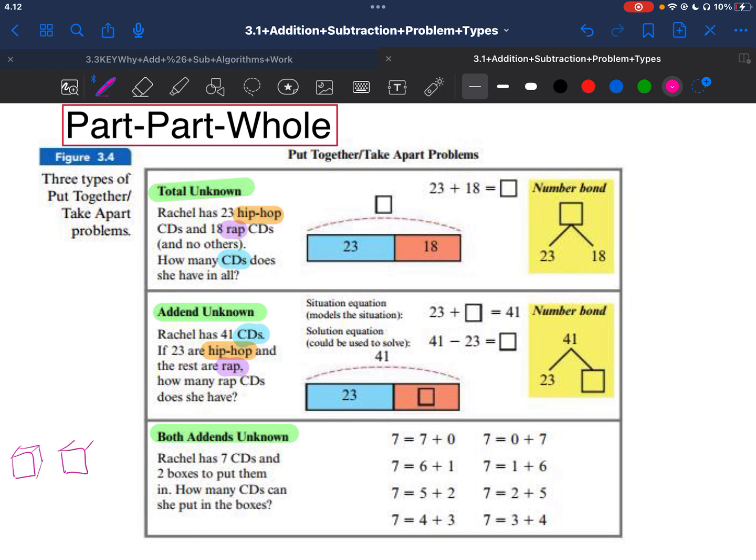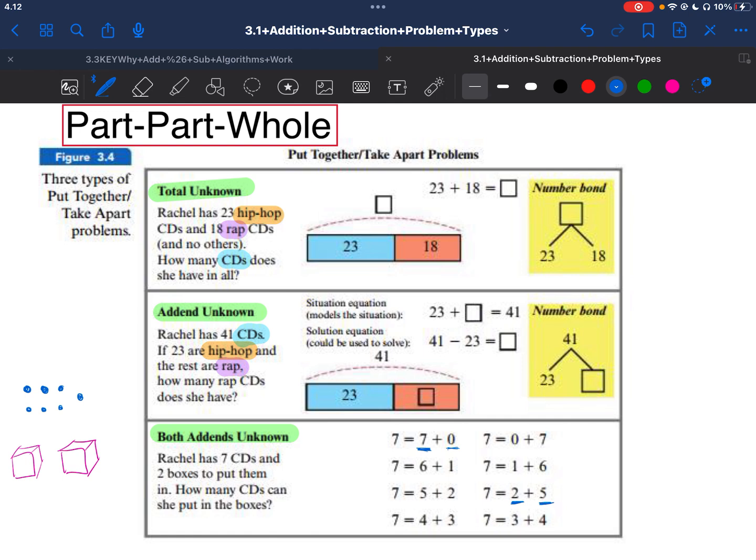2 boxes, and she has 7 CDs in total. I'm just gonna put circles. Okay. How many CDs can she put in the boxes? So you have to find the combination of, like, for example, I can put all 7 CDs in one box and none in the other, or 2 in one box and 5 in the other.